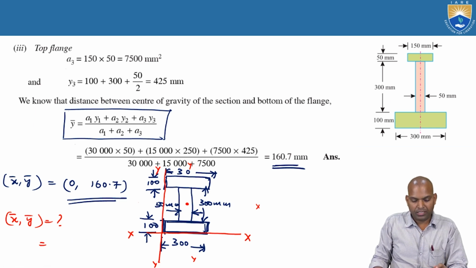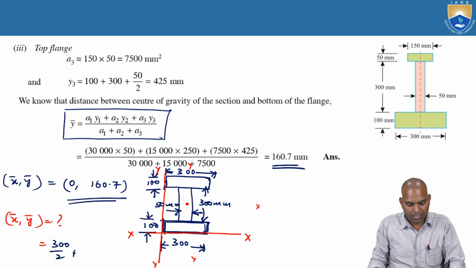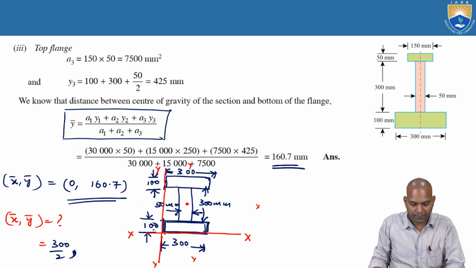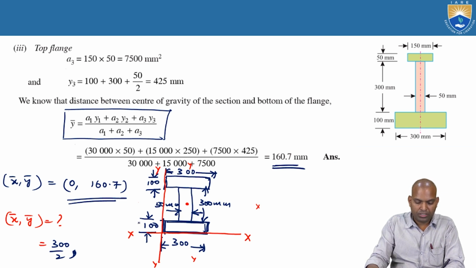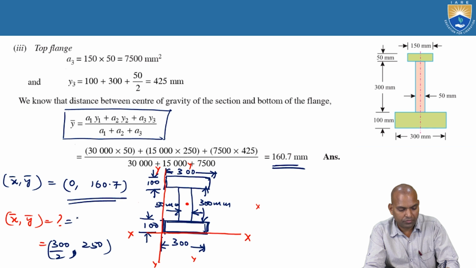The bar x equals 300, mentioned here. Bar x equals half of the length of the section, that is 300 by 2. The bar y, the vertical distance, equals half of the vertical length, 100 plus 300 plus 100 by 2. Total how much distance? 100 plus 300, 400 plus 100, 500 by 2, that is 250. So bar x and bar y distances are 150 and 250 millimeters.